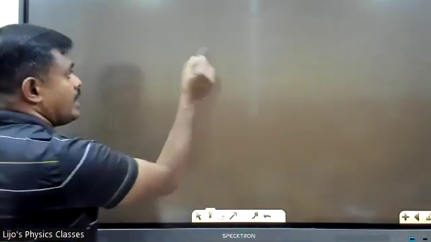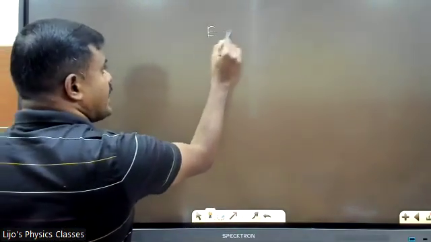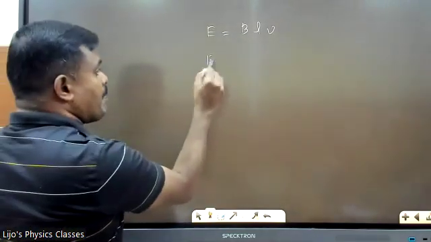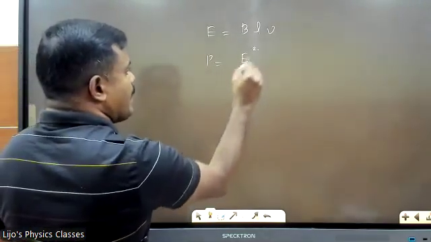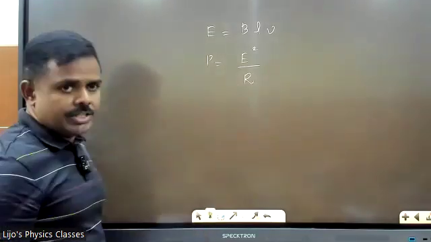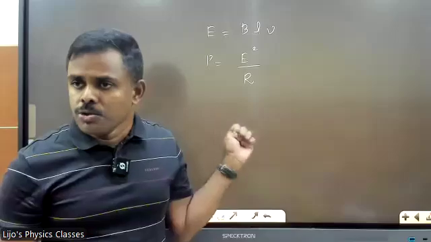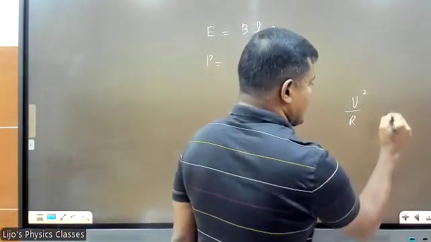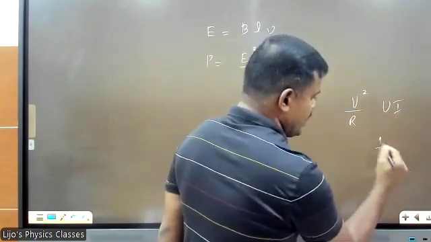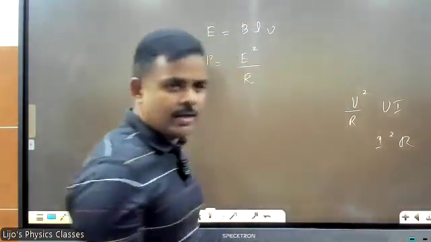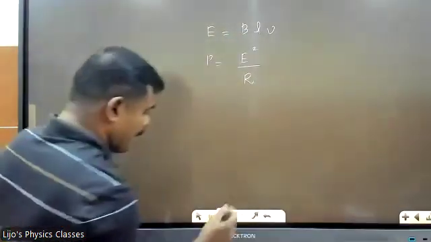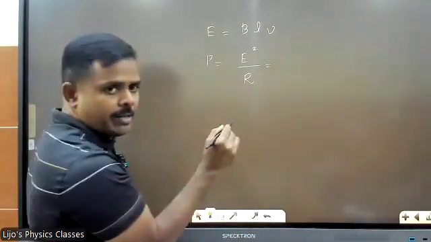Third one, I'll tell you. Motional EMF, I wrote it as BLV. What is the equation for power developed on the conductor? Do you remember this relation from class 10? Joule's law of heating. We wrote 3 equations: V square by R, V into I, or I square into R. There are 3 equations for power, right? So how to calculate the power developed? Power developed is E square divided by R.